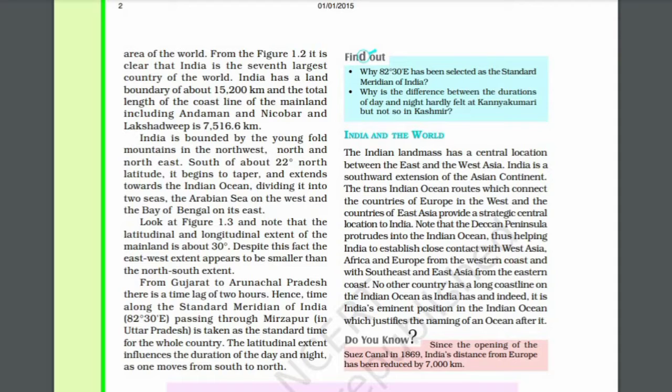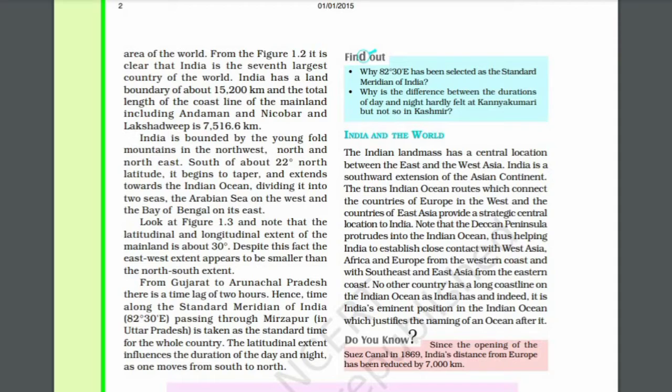What is meant by the Trans-Indian Ocean routes? Trans-Indian Ocean routes means the routes that are on both the sides of the Indian Ocean. These routes connect the countries of Europe in the west and the countries of East Asia. And because of this, India is an important location, and that too at the center.